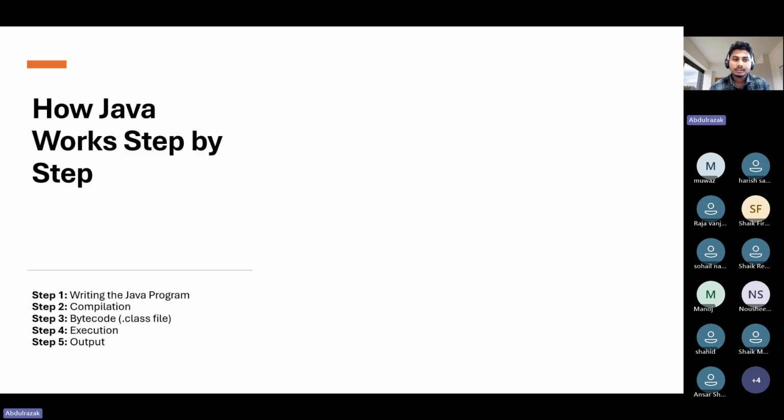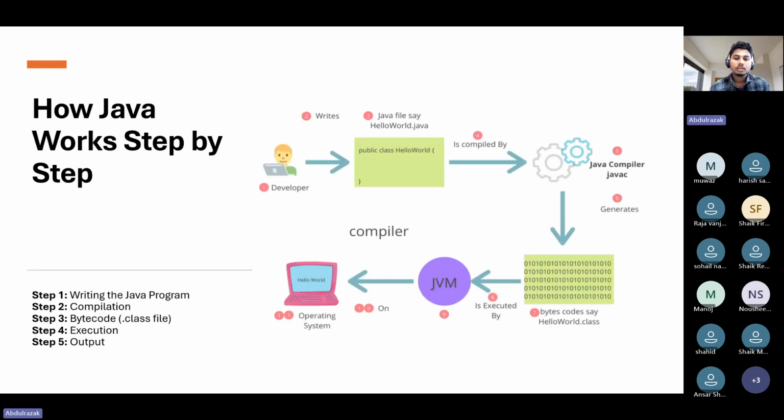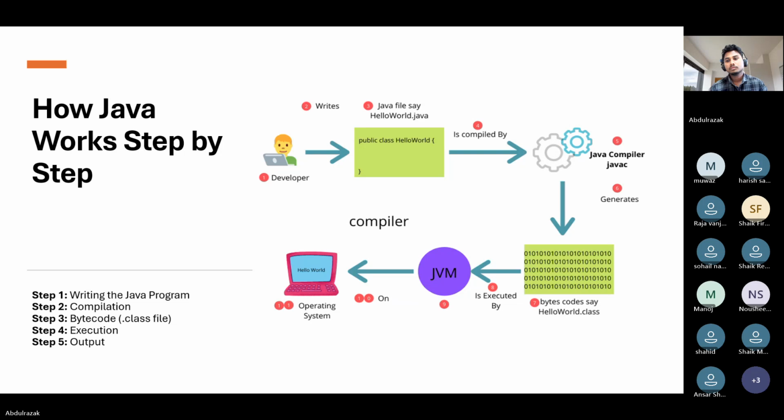And also we discussed how Java works step by step. First we write a Java program, that is the source code. Then it will compile, and the Java compiler will convert it to bytecode. Finally, we execute it with the help of the JVM. Then finally we get the output. Correct, right? This is fine.